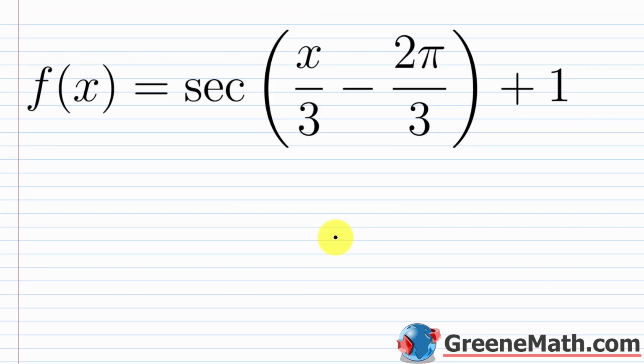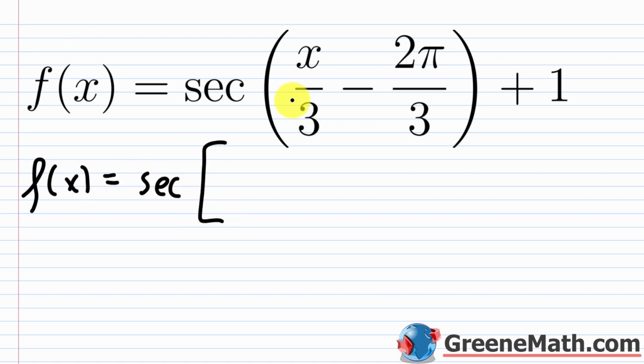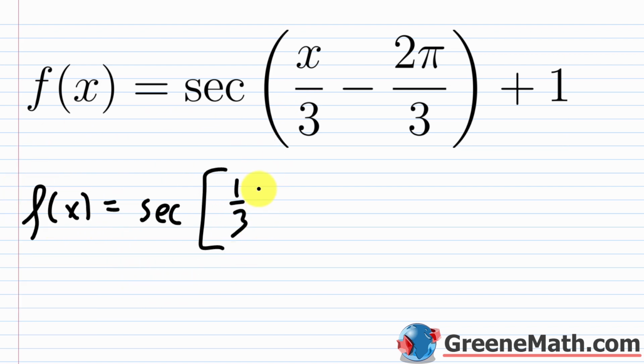All right, let's take a look at another example with secant. So here we have f of x equals the secant of x over 3 minus 2 pi over 3 plus 1. So again, let me just factor this guy so we can get the phase shift more easily. So this is the secant of, I'm going to pull out a 1/3, and this one's very straightforward. So inside you'd have x minus 2 pi. Close that down, close this down, then plus 1.